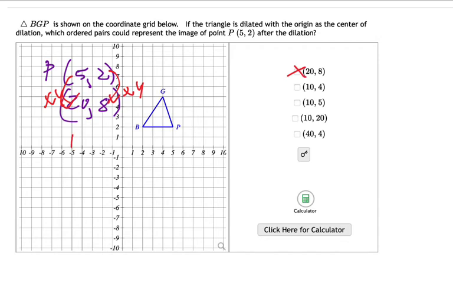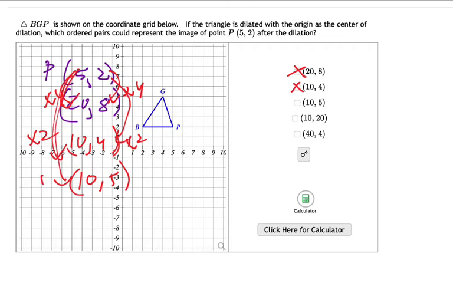If we try the same thing with (10, 4), we can see that we're multiplying the x value by 2 and the y value by the same thing. So that one could also be a point on the image. (10, 5) is not going to work because we would be multiplying by 2 for the x value, but by 2.5 for the y value. That's not the same, so that one's not going to work.